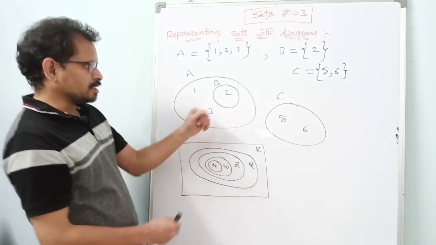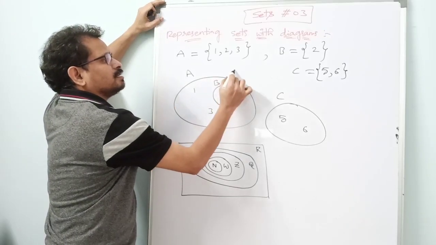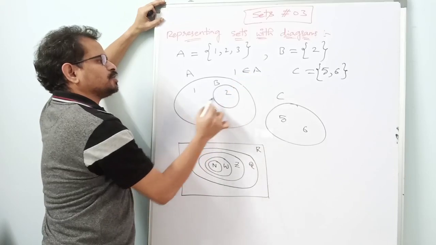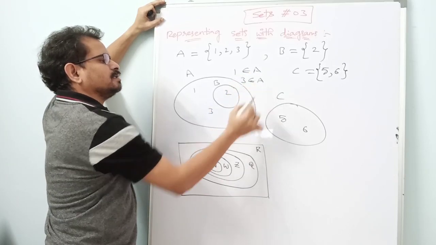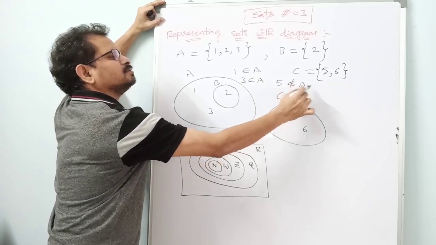See here, we can also tell like this. From this diagram, 1 belongs to A or not? By seeing this diagram, we can tell yes, 1 belongs to A. 3 belongs to A or not? Yes, 3 belongs to A. 5 belongs to A or not? No, 5 does not belong to A.